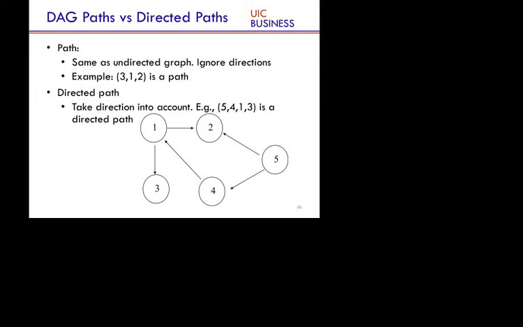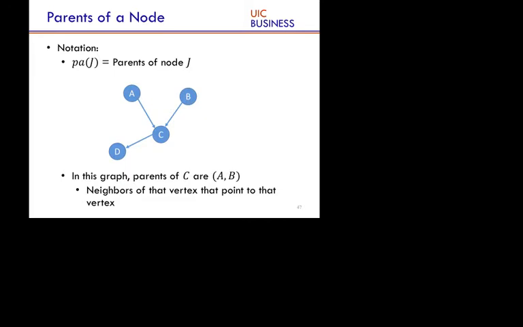A directed path is where you have this additional metadata, and therefore you have a constraint that you are supposed to take direction into account. So for example, 5 to 4 to 1 to 3 is a directed path. Okay, so you don't have a directed path from, let's say, 3 to 2 because you can't go to 1, because the orientation is against you, right? Okay, those are just paths and directed paths.